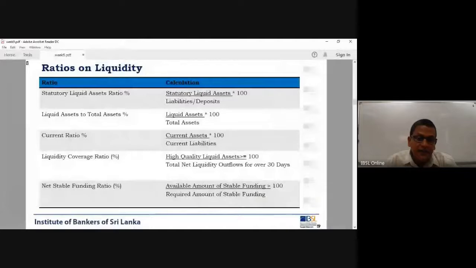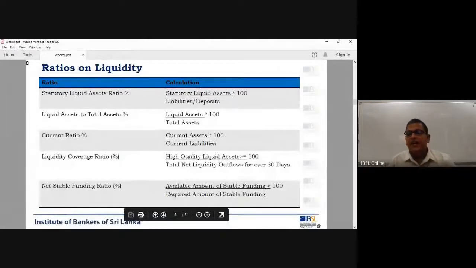Can anybody answer that? What are the assets included in the statutory liquid assets? Can anybody give an answer? Some example at least.